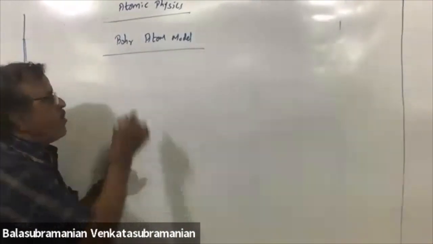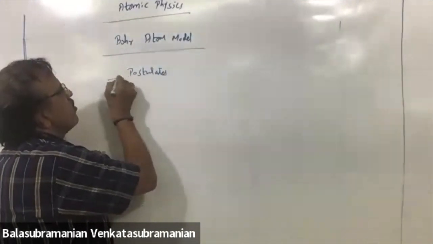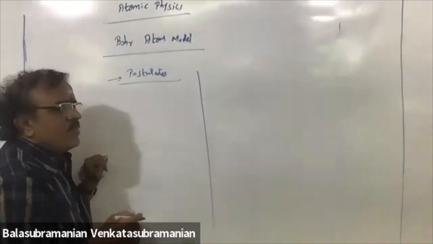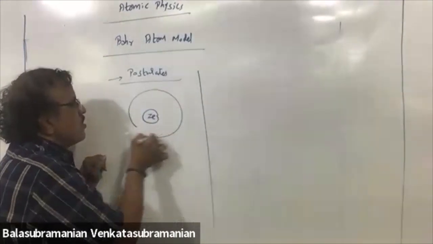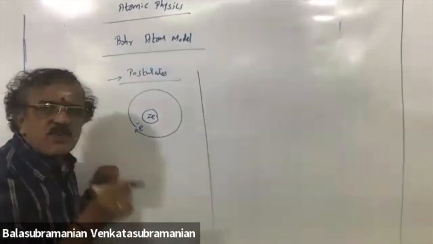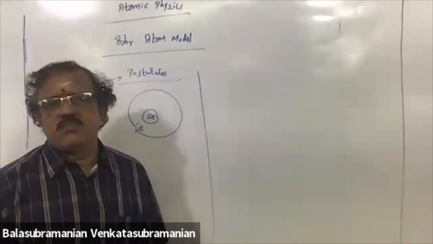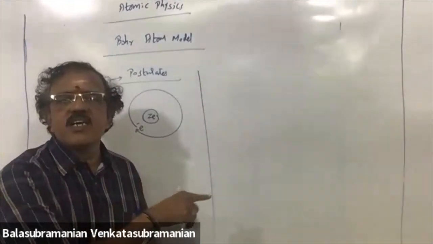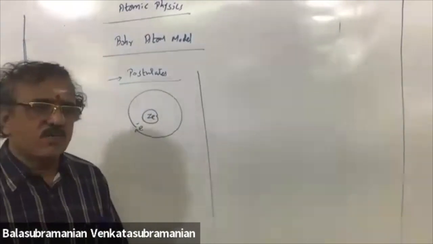Bohr atom model postulates, two postulates we have. Number one, electrons are revolving around the nucleus in a certain specified orbit without radiating energy. Rutherford says it radiates energy. He is telling it is not radiating. So just like that we can tell it, no, it is not.